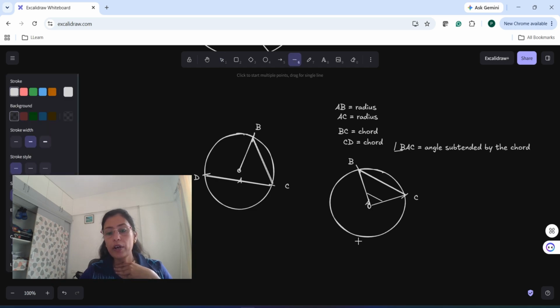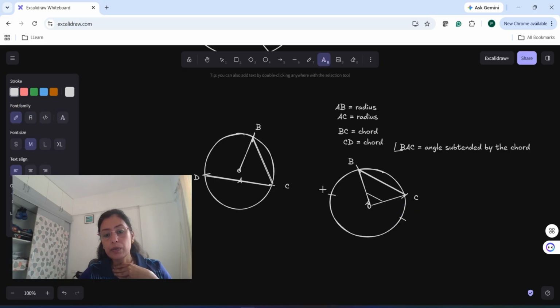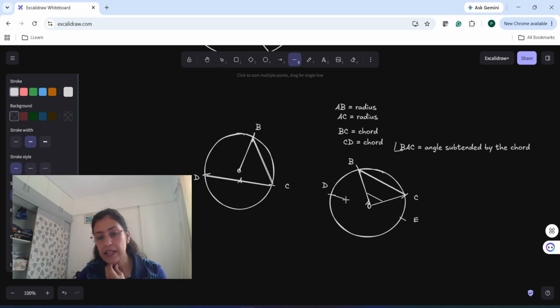Now, what if I make this point on the circle D, and this point on the circle I call E. So this will be D and this will be E. Now I join D and E, and these points fall in such a way that when I join D and E, it passes through the center A.